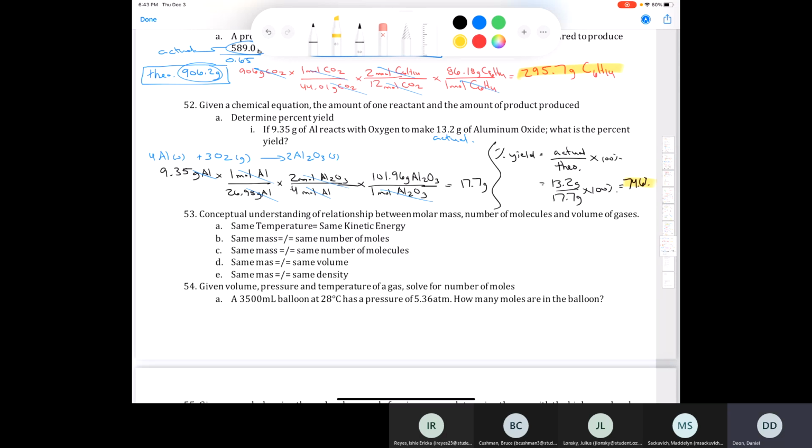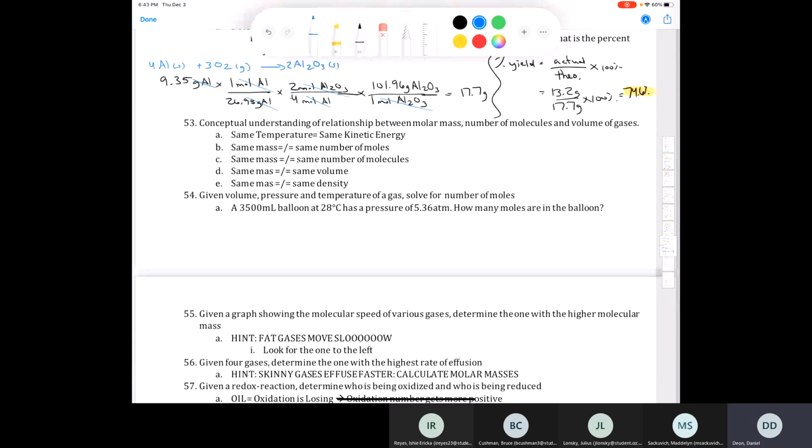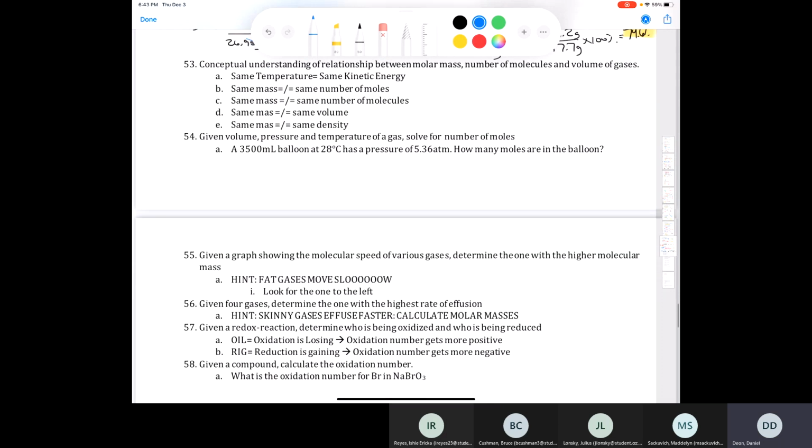All right. Next one's just conceptual. Conceptual understanding of the relationship between molar mass, number of molecules, and volume of gases. If you have two gases at the same temperature, they're going to have the same kinetic energy. For the same number of moles, same number of molecules, same volume, the mass is the same, because we think of ideal gases as being dimensionless points.